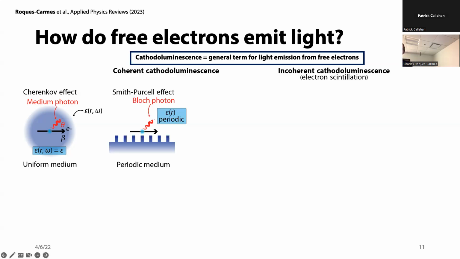The other effect, which is an analog of Cherenkov in a periodic medium, is called the Smith-Purcell effect. There you have discrete translational invariance of the permittivity, which forces photon emission into Bloch waves. Typically when we talk about the Smith-Purcell effect, we're interested in the radiation that goes into the far field, and that follows also a pretty well-known dispersion relation that relates the wavelength of the emitted light to the angle of emission and the periodicity of the grating to first order, just from energy and momentum conservation.